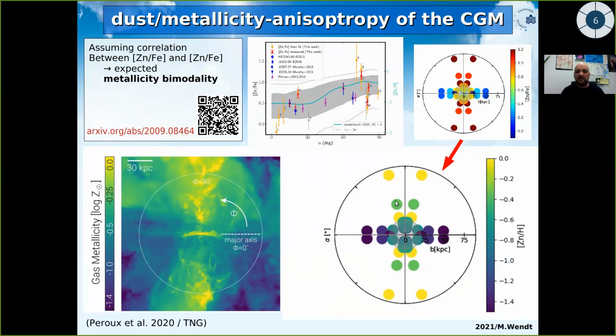There are also other papers like Van de Voort 2020, which also predict this sort of trend with metallicity and azimuthal angle that we are able to derive from our observations.